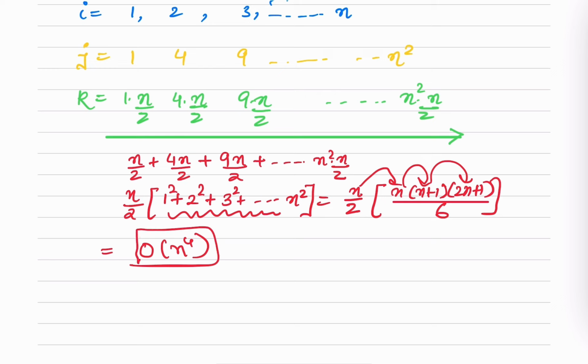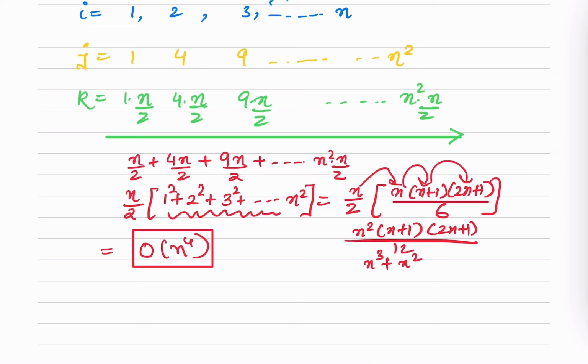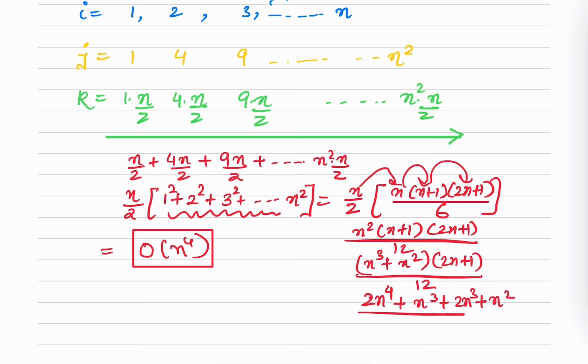If you want me to solve this completely, I can do that. It will be n square times n plus 1 times 2n plus 1 upon 12. Then it will be n cube plus n square times 2n plus 1 upon 12, and then it will be 2n power 4 plus n cube plus 2n cube plus n square. So if you see, what is the highest power? n power 4. So this will be the time complexity.